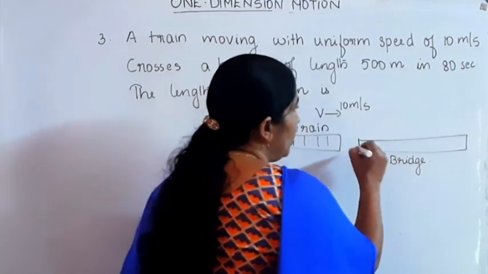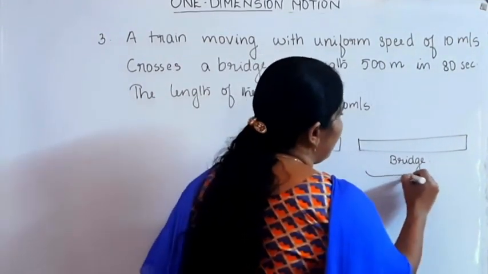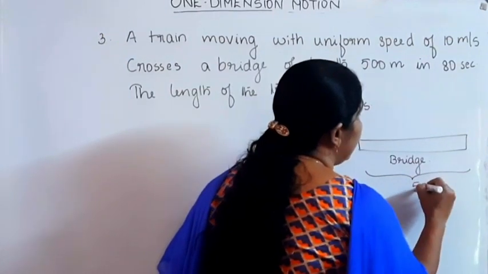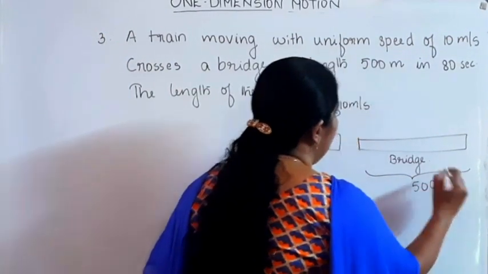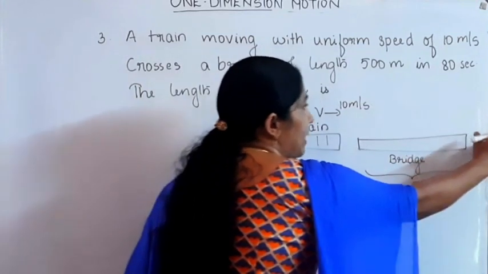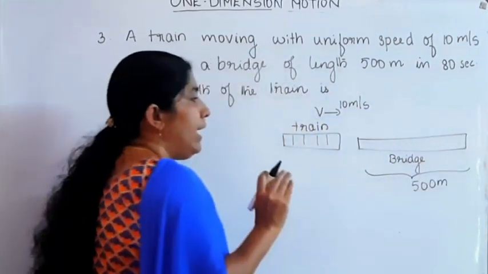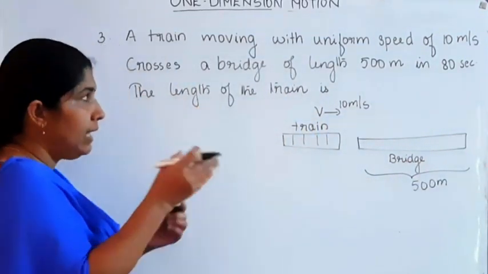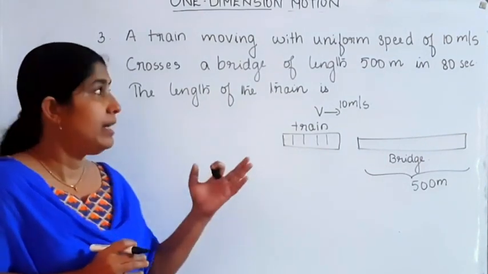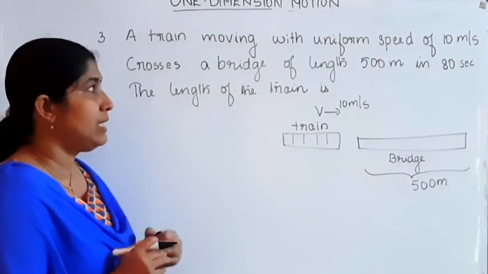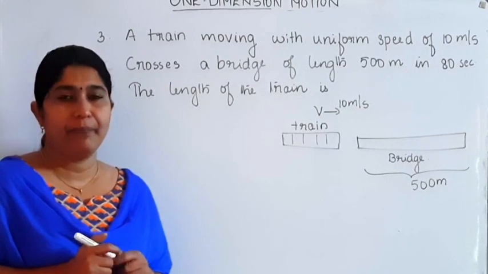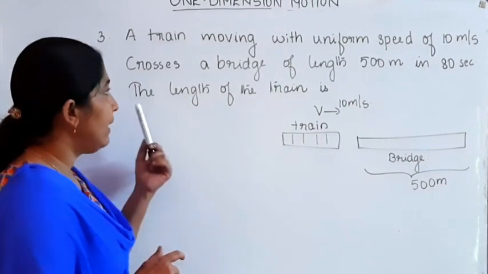And what about the length of the bridge? Length of the bridge is equal to 500 meter. The train crosses the bridge within 80 seconds. Time interval is given. Time t is equal to 80 seconds. That is given. We want to find out the length of the train.